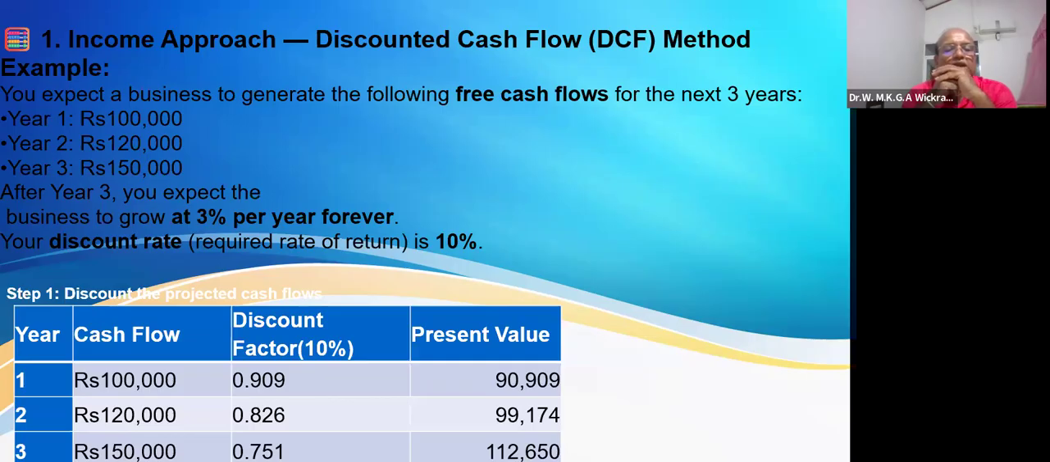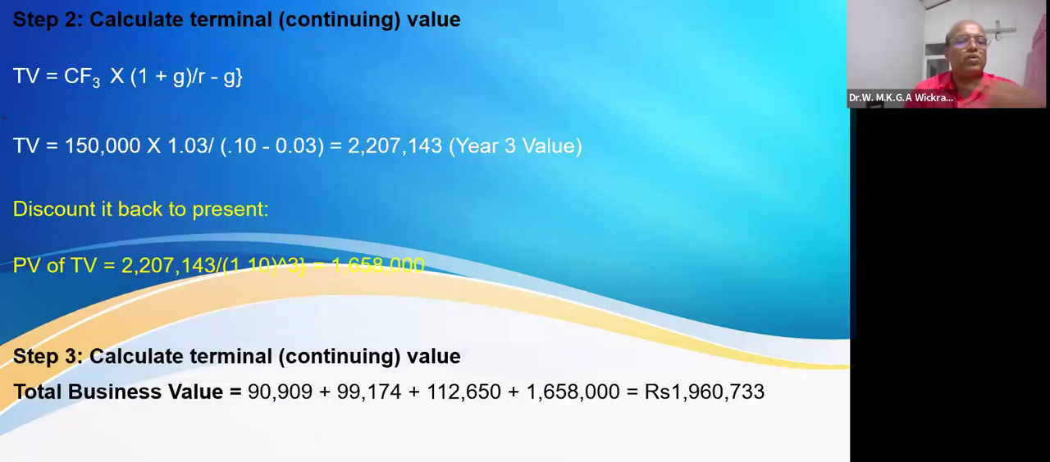After year 3, you expect the business to grow at 3% per year forever. Your discount rate is 10%. So I will explain after the break, but go through this. Anybody can check, everybody should check the figures and tell me whether it is correct. Before you can see the formulas also given, I will explain to you.